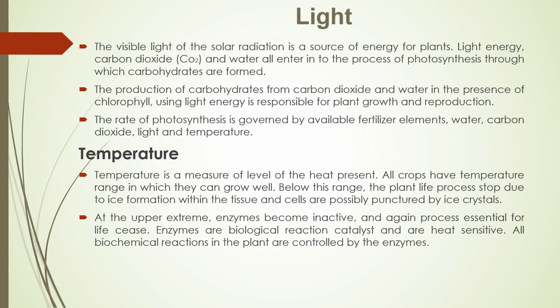Light. The visible light of the solar radiation is a source of energy for plants. Light energy, carbon dioxide, and water all enter into the process of photosynthesis through which carbohydrates are formed. The production of carbohydrates from carbon dioxide and water in the presence of chlorophyll using light energy is responsible for plant growth and reproduction. The rate of photosynthesis is governed by available fertilizer elements, water, carbon dioxide, light, and temperature.